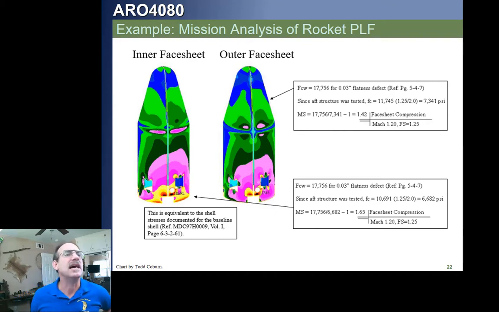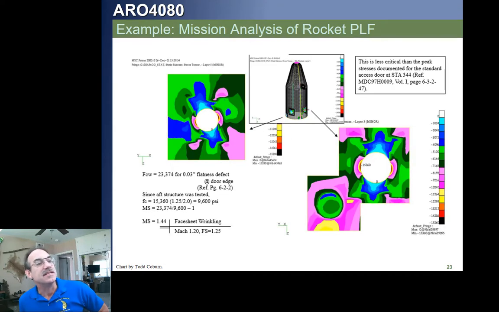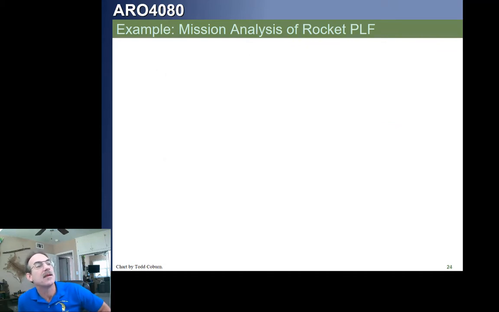It looks like we're using an allowable here for if the face sheet of a sandwich structure was not flat, had a face sheet wrinkling problem. So actually this is not written against FTU. This is written for a higher level failure mode here. And this is details of the same kind of thing where we're looking at stresses against face sheet wrinkling allowables in critical spots.